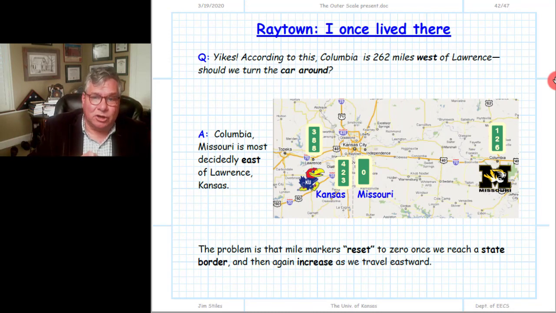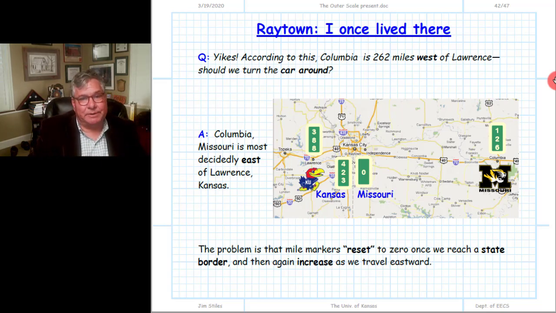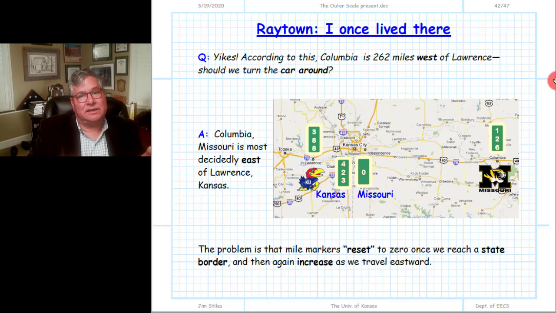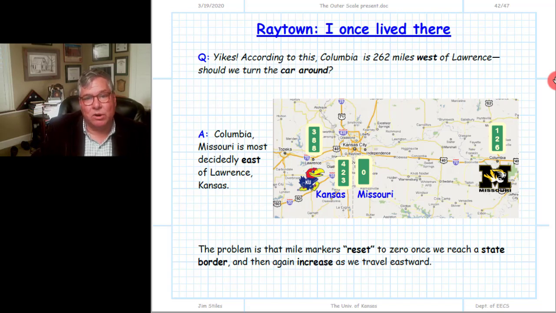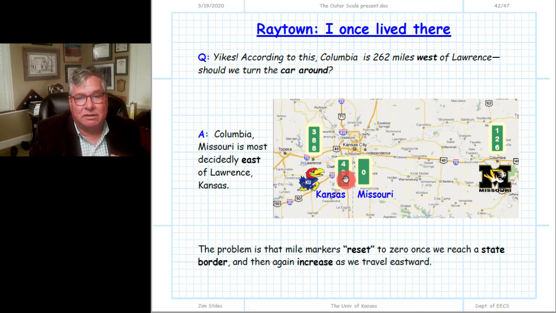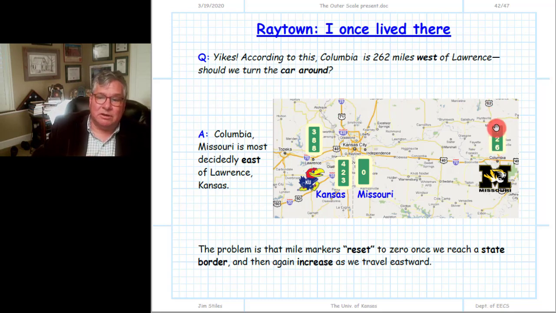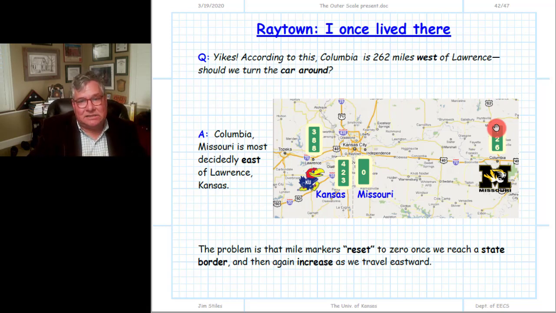This numerical result occurred because we crossed the state line as we move from Lawrence, Kansas to Columbia, Missouri. When we cross the state line on the interstate system, the mile markers reset. And so as we cross the state line in Kansas City from Kansas, we get to the mile marker 423. All of a sudden, the mile markers, as we move into Missouri, reset to a value of 0. And then they increase to Columbia, where we see the mile marker is 126. Columbia is 126 miles east of the Missouri-Kansas state line.